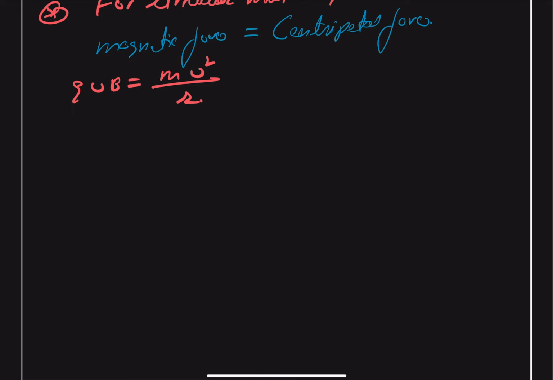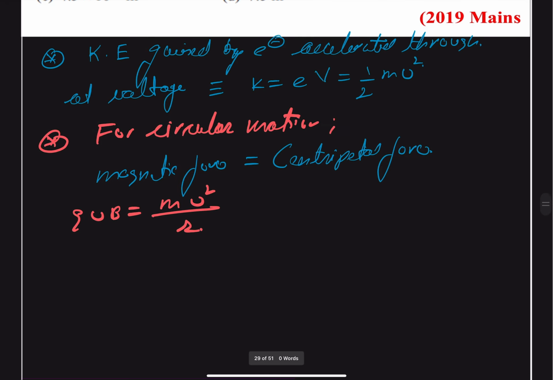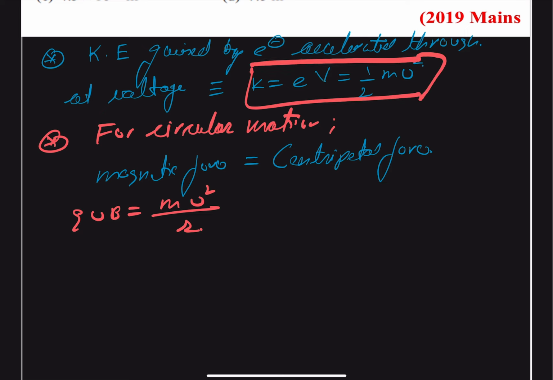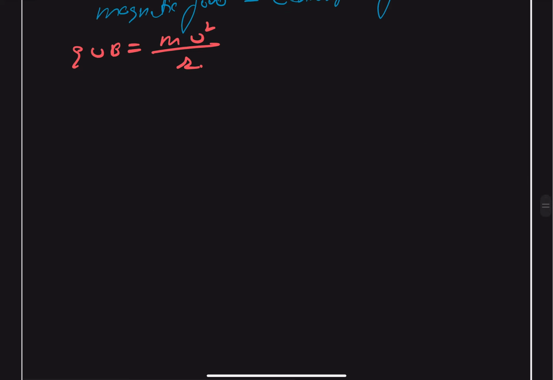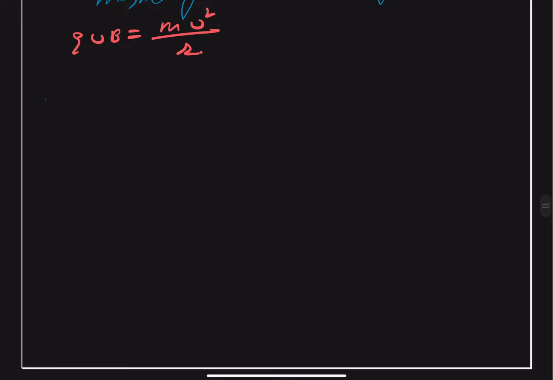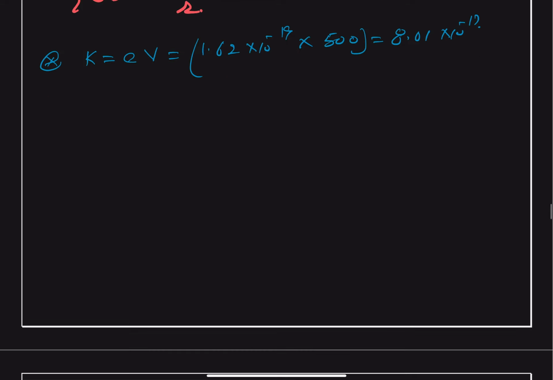So we know all the formulas. First of all, let's use this equation and calculate the kinetic energy. So we know that our K is equal to charge multiplied by the voltage. Charge is 1.6 into 10 to the power minus 19. Voltage is given as 500. So this comes as 8.01 into 10 to the power minus 17. And this is equal to our half m v square.